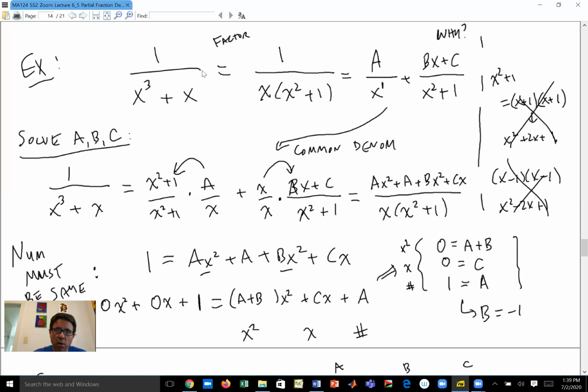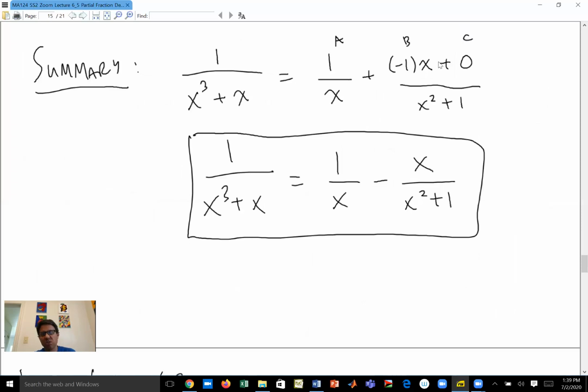c is 0. Plug it straight back into here, and boom, you end up getting this 1 over x and negative x plus 0 over x squared plus 1, and that combines to this. And you'll have two integrals if this was an original integral, and those are much easier to do.